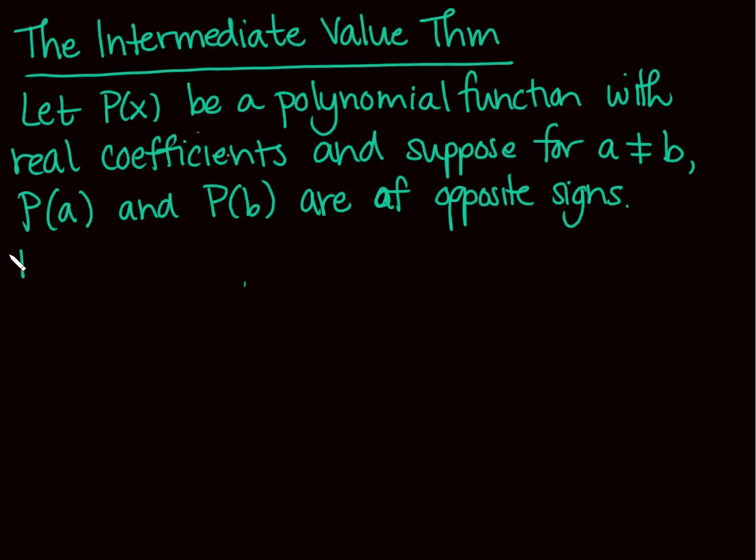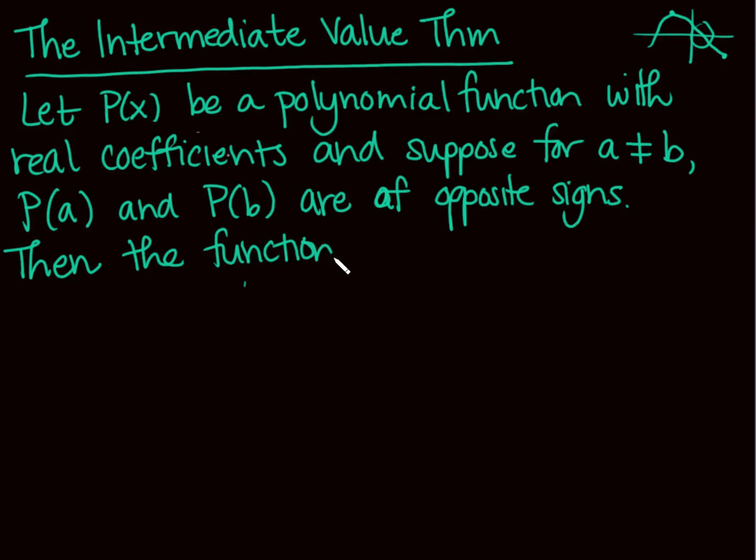Okay, then if that's true, this should be pretty obvious. Think about if I have a polynomial where some a gives me a positive or some b gives me a negative, what do I know about this function? Because it's a polynomial and polynomials are continuous everywhere, I know that I must have at least one zero. I must have at least one zero. Then the function has at least one. It could have more than one.